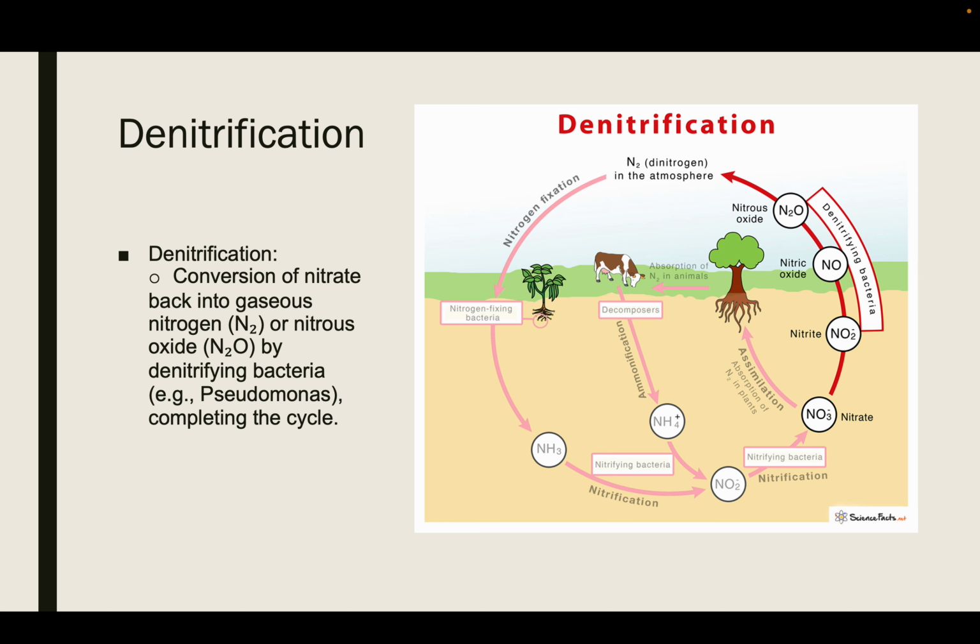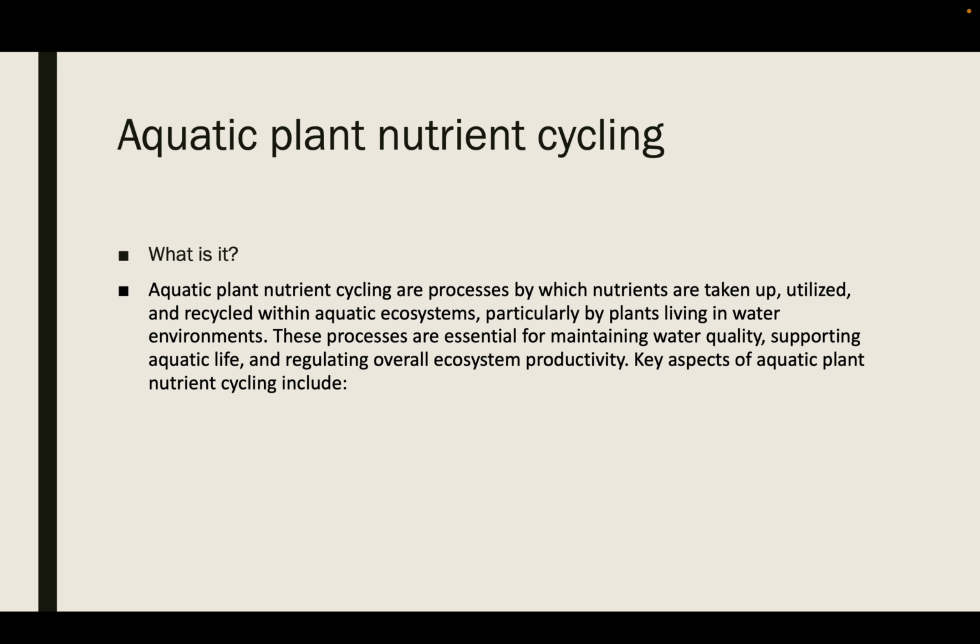And I think this is the last process that I have, denitrification: the conversion of nitrate back into gaseous nitrogen or nitrous oxide by denitrifying bacteria. Example, pseudomonas, completing the cycle. So now we're going to talk about aquatic plant nutrient cycling.